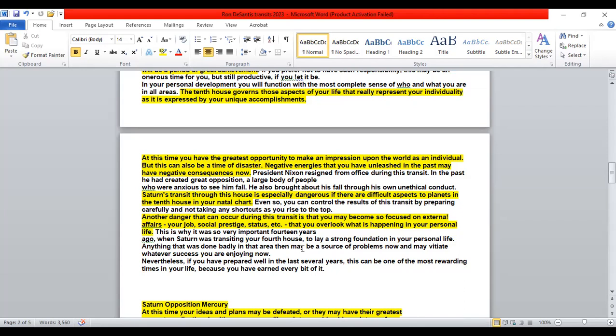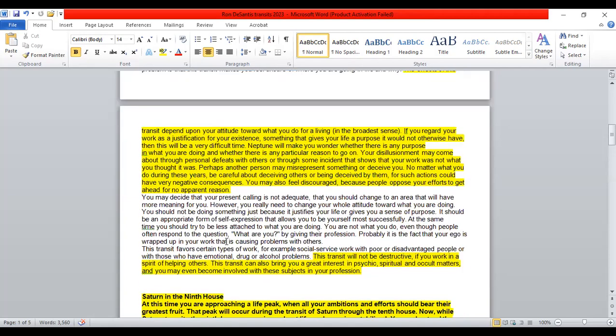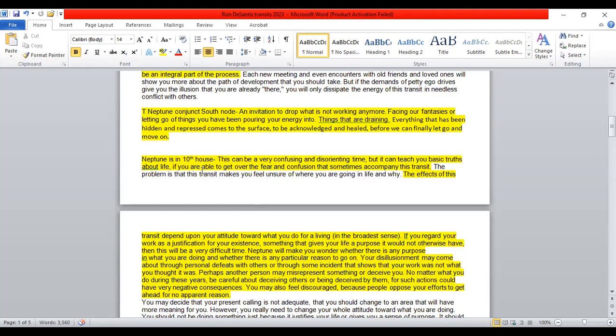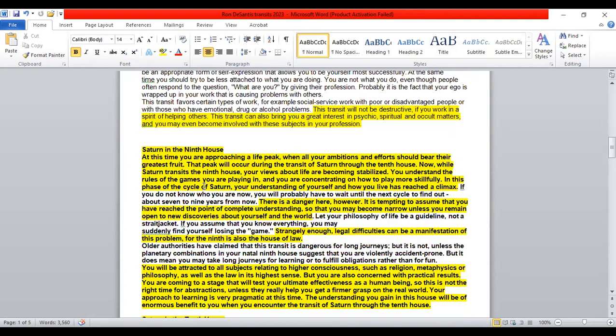Another danger that can occur during this transit is that you may become so focused on external affairs, your job, social prestige, status, that you overlook what is happening in your personal life. Okay, so we did see something with the wife, or what was that back here? Where was it? Oh well. Anyway, we saw some.